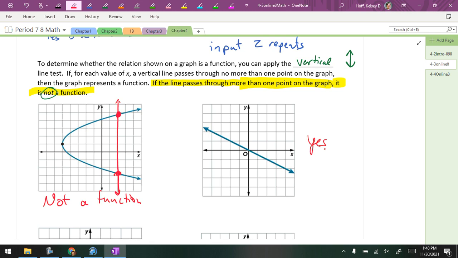Try the bottom 2 on your own. We're going to come together and share our answers in a minute. Use your pencil or use the grid lines to draw vertical lines up and down. If it's ever touching the graph at more than one location, not a function.